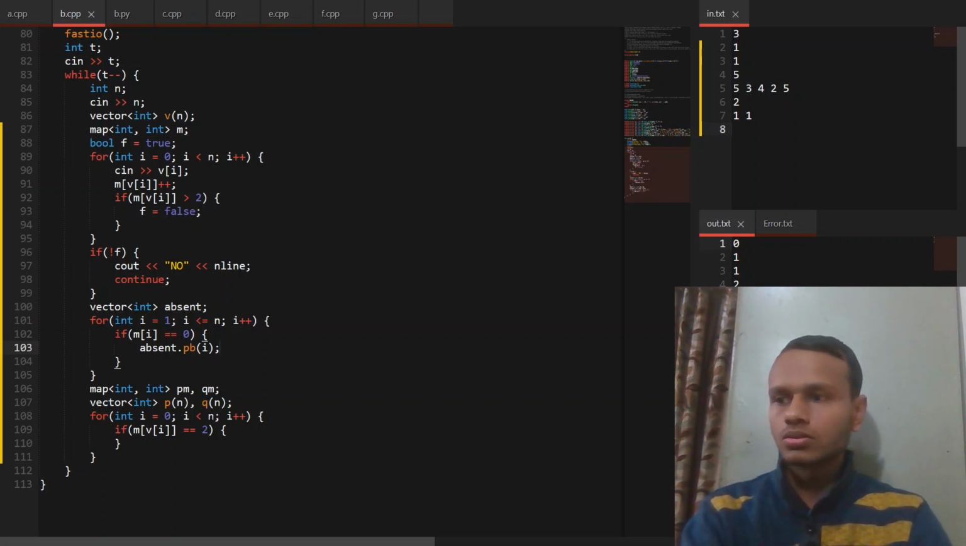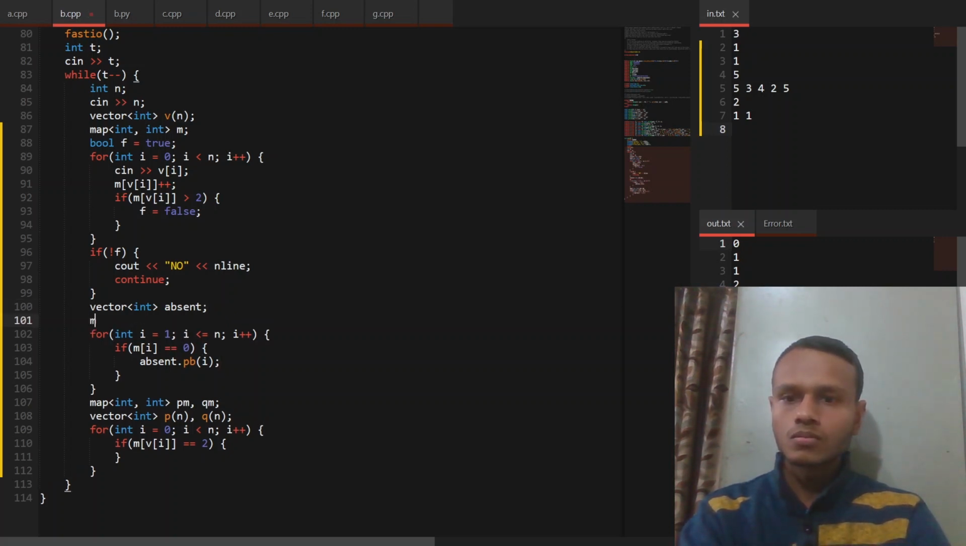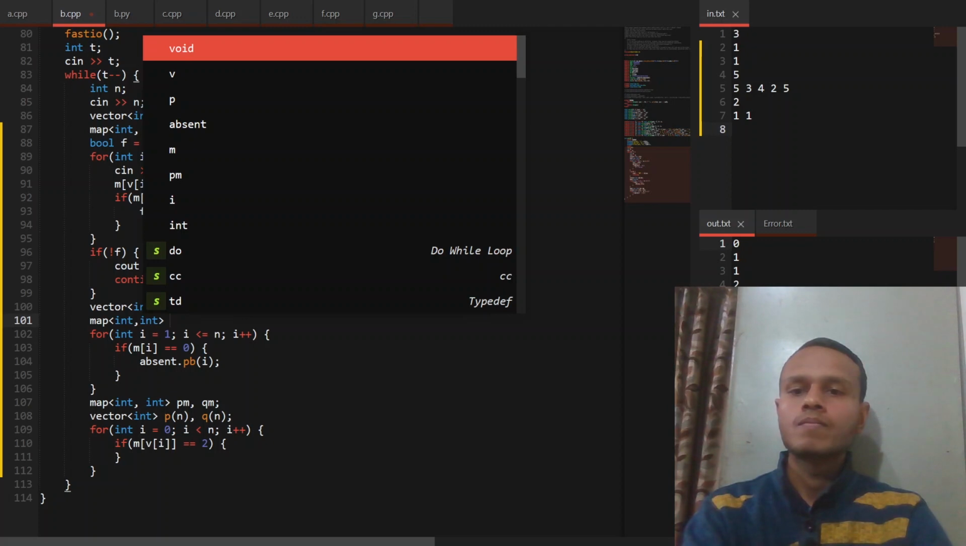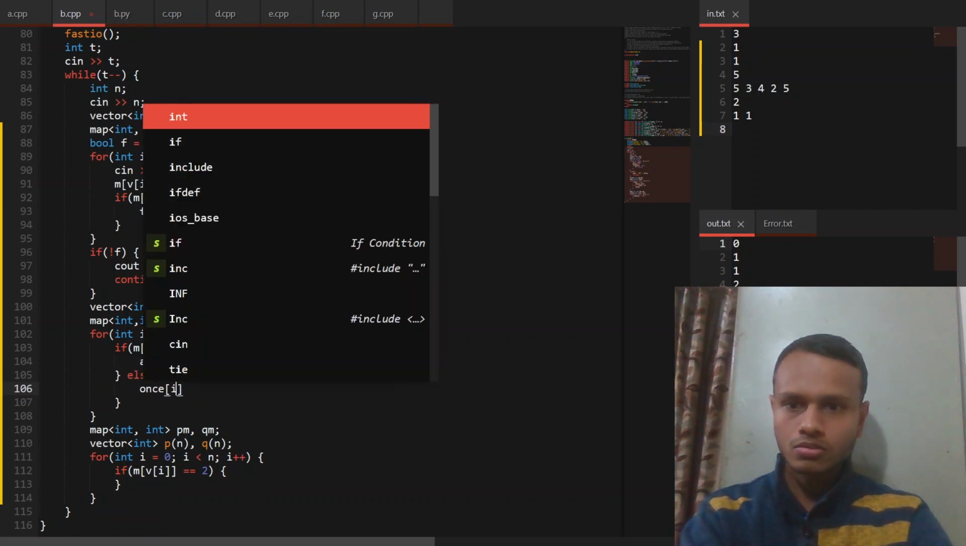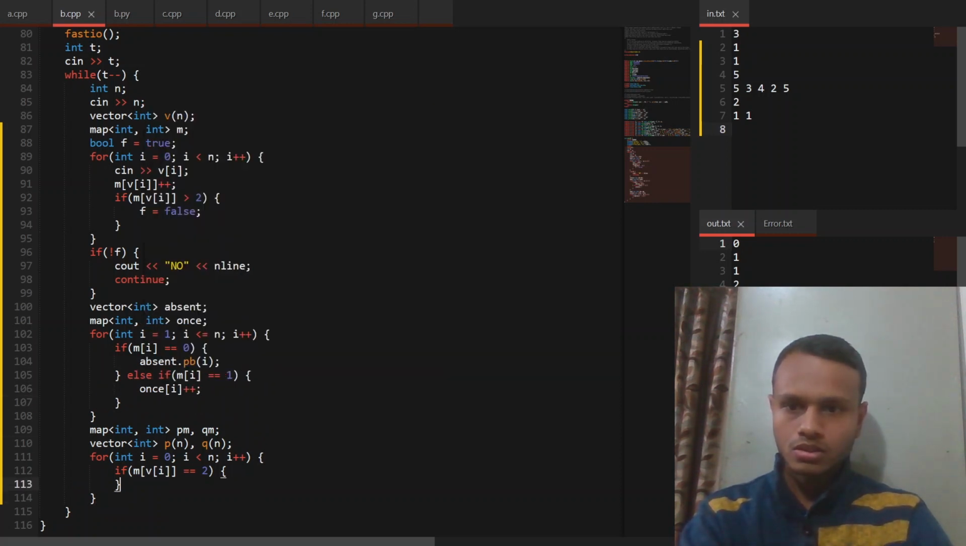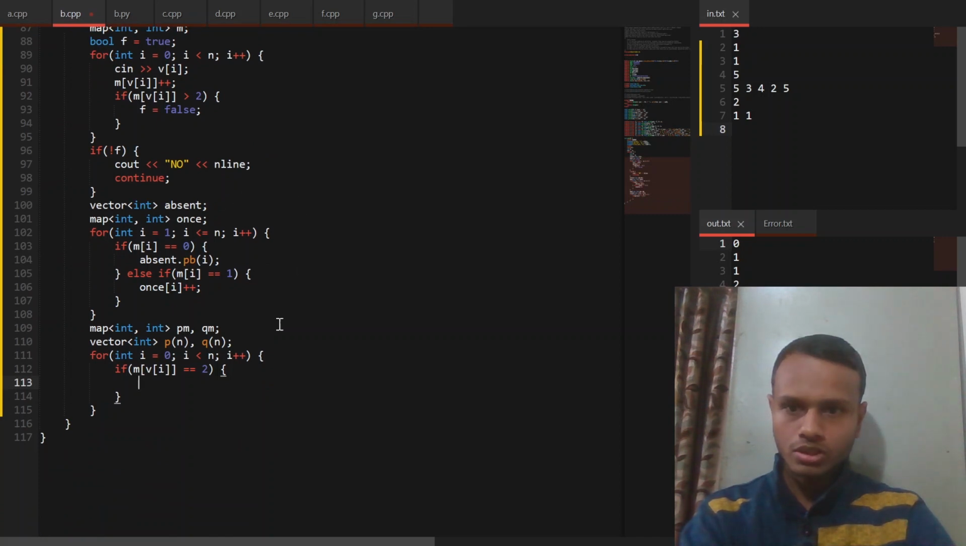But also if it is present once, then I think it's not a problem. Let's call it once. Else if m of i is 1, then call once i plus plus, right? I think I know what I'm doing.